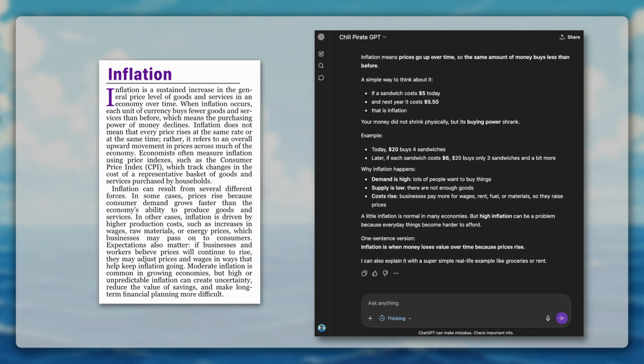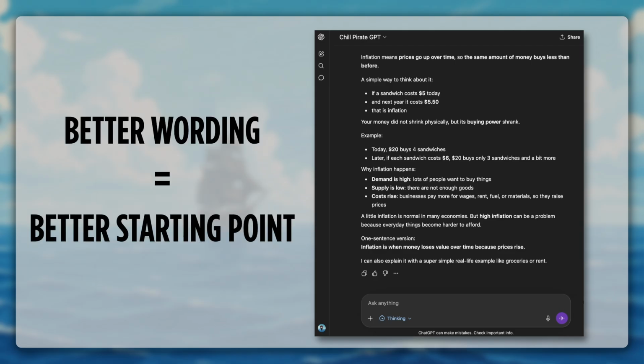Now, a little inflation is normal in many economies, but high inflation can be a problem. And that's the real goal here, not "I have an answer," but "I can now say this more clearly than I could a minute ago." This is useful anytime the original explanation feels too formal, too compressed, or too full of jargon. A lot of the time, the problem is not that you can't learn the topic, it's that the first explanation was built for someone who already kind of understands it.